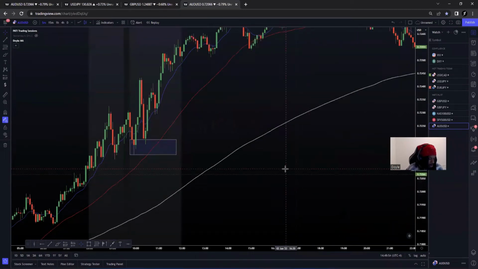All right, so I'm about to go to GU and USD JPY and break down gaps because a lot of people just don't understand gaps. So we got to go through this very slowly so we can understand gaps.